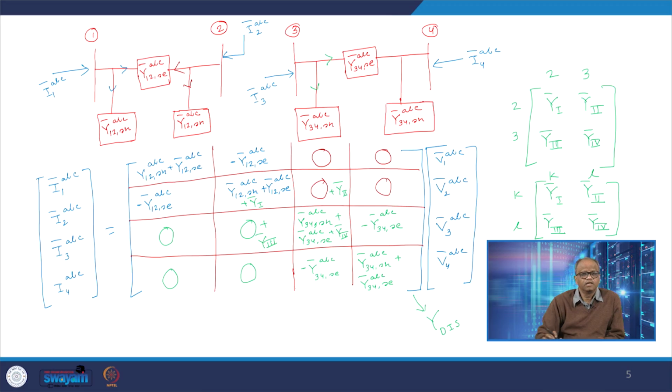So if the transformer is connected, let's say, between bus K and L, then my four matrices Y1, Y2, Y3, Y4 would be added as follows: we add Y1 to the element Kk, Y2 to the element Kl, Y3 to the element Lk, and Y4 to the element Ll. So this is a very simple algorithm.